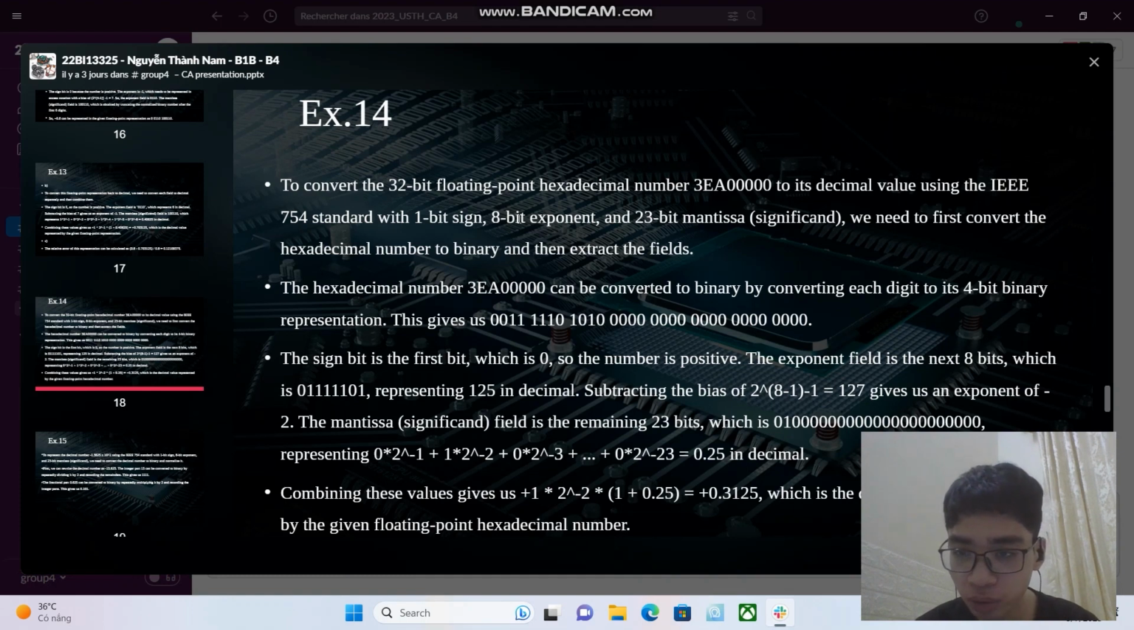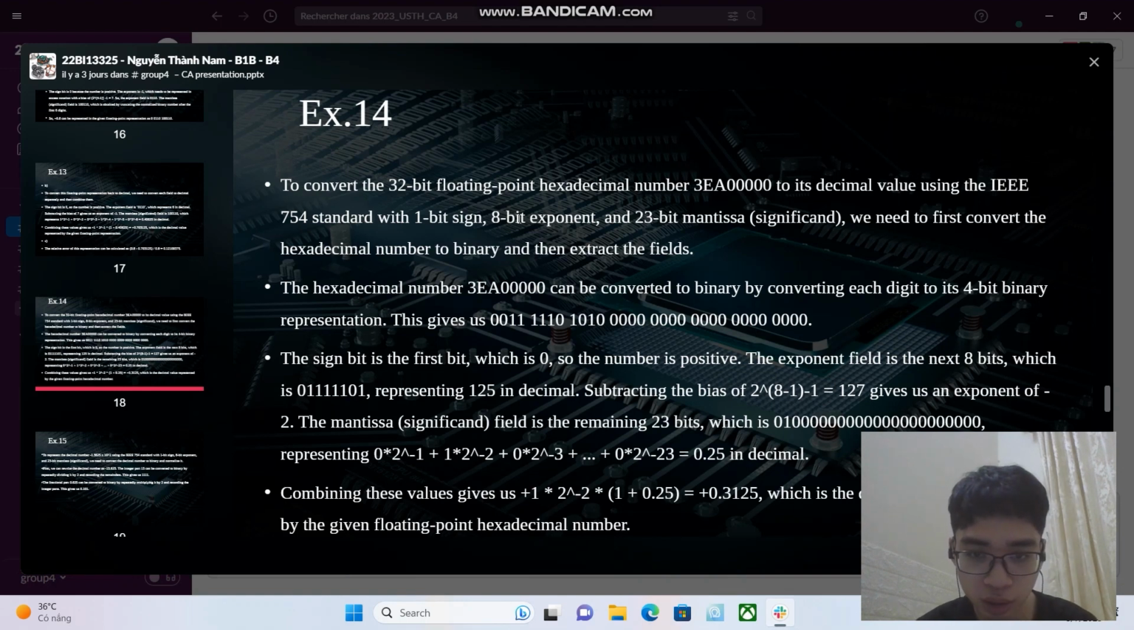The exponent field is the next 8 bits, which is 01111101, representing 125 in decimal. Subtracting the bias of 2 to the power 8 minus 1, minus 1, equals 127, gives us an exponent of negative 2.